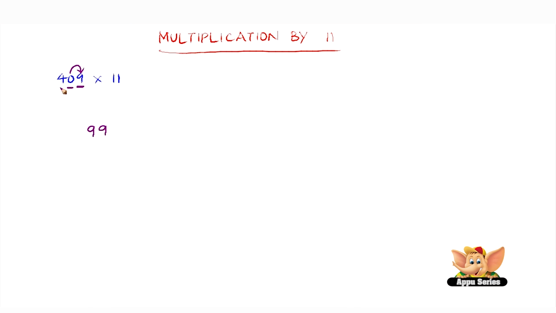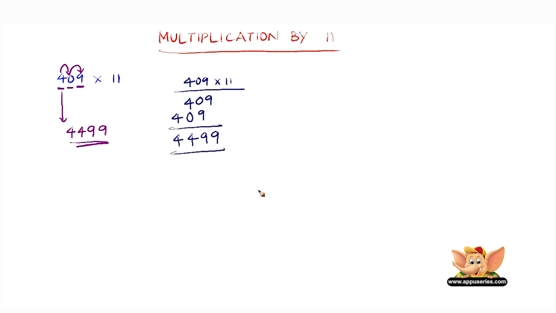Next step is add the next 2 digits, that is for the hundreds place and the tens place. So 4 plus 0 is 4. And the last step is write 4 as it is. So here we go. 409 into 11 is 4499. Let us check it in the usual way of multiplication now. 409 into 11. So what we have to do here is 1 into 9 is 9, 1 into 0 is 0, 1 into 4 is 4. Again taking the second one, 1 into 9 is 9, 1 into 0 is 0, and 1 into 4 is 4. So now we have to add all the digits, 9, 9, 4, 4.